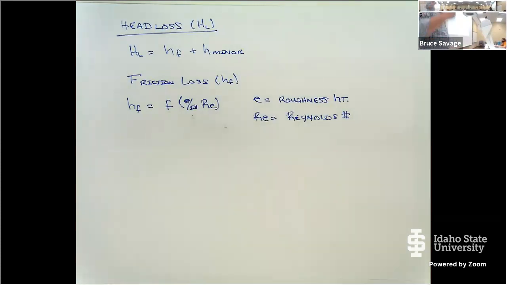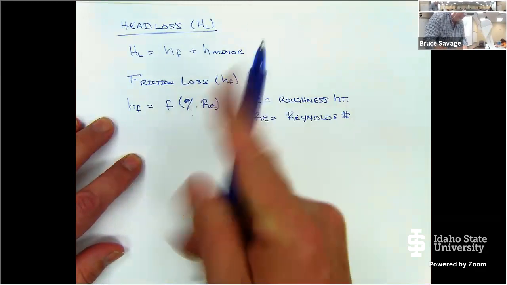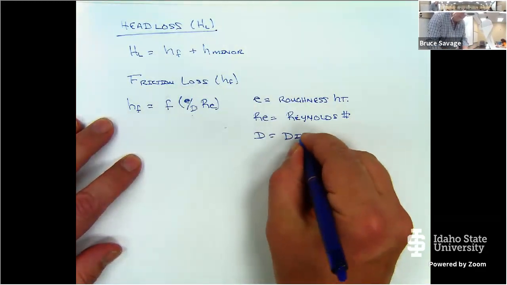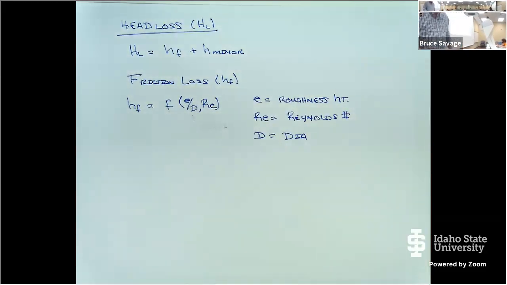What's the D? D is diameter. Yeah, I thought that's what it was. Let's put that to make sure that we're all on the same page. There's supposed to be a little comma there in between them.